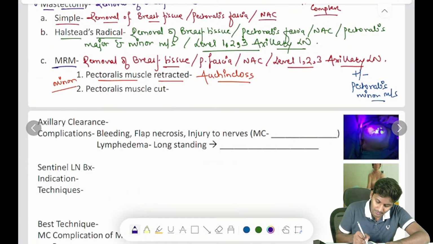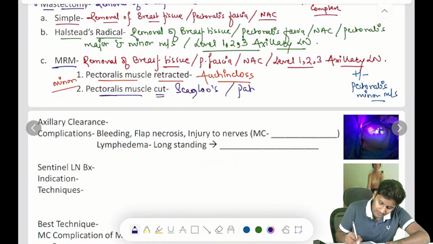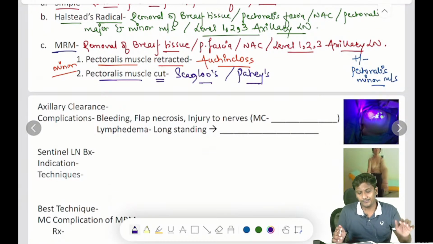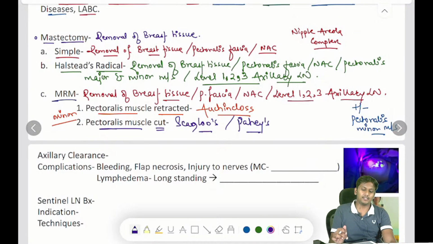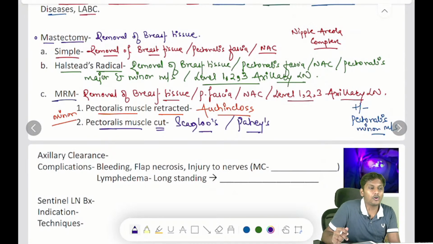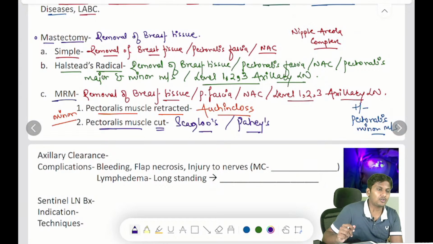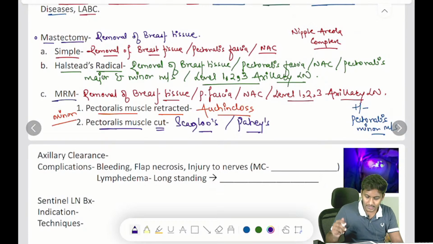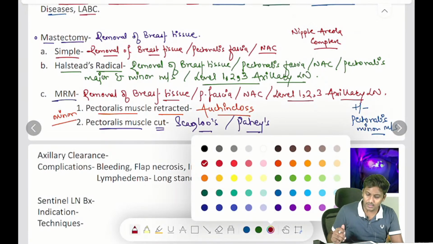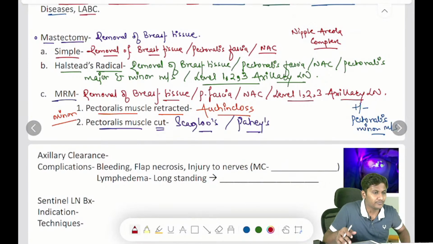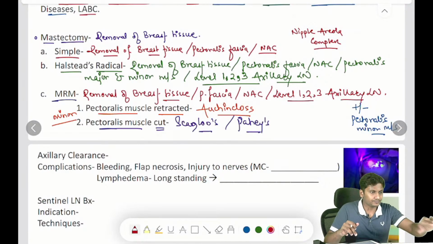But if you are going to cut the pectoralis minor muscle, that is either called a Scanlon's, or the second one will be the Patey's MRM. If you are going to cut it, then it is called Scanlon's or the Patey's MRM. Okay? So please remember, modified radical mastectomy can be of three types. One, when you are only going to retract the pectoralis minor muscle, is called Auchincloss. And when you are going to cut the pectoralis minor muscle, one is called the Scanlon's MRM and the second is called the Patey's MRM. कोई दिक्कत नहीं बच्चे? That is the important thing you have to remember. ठीक है? Done with this?